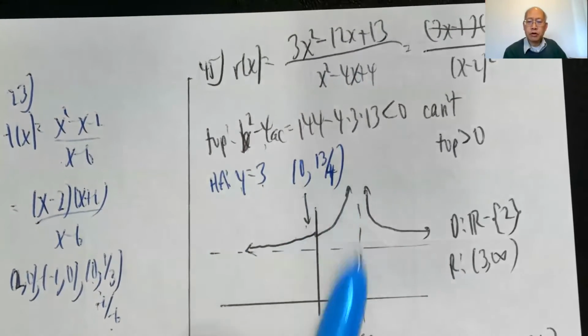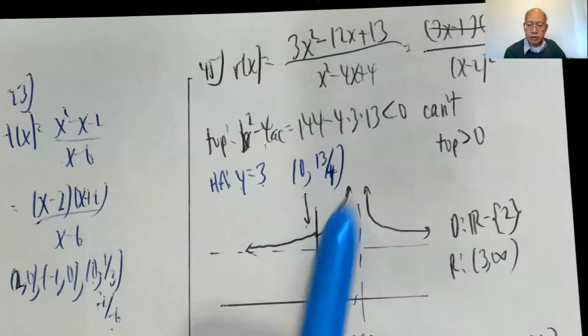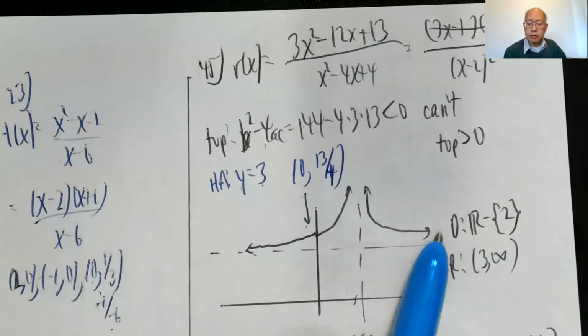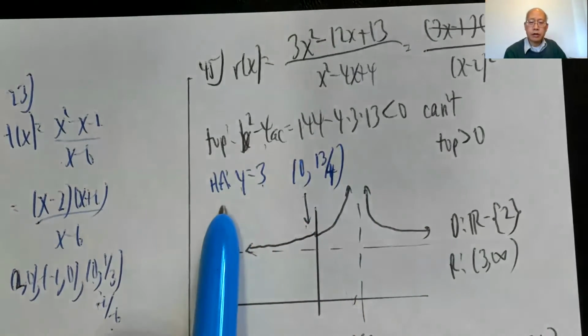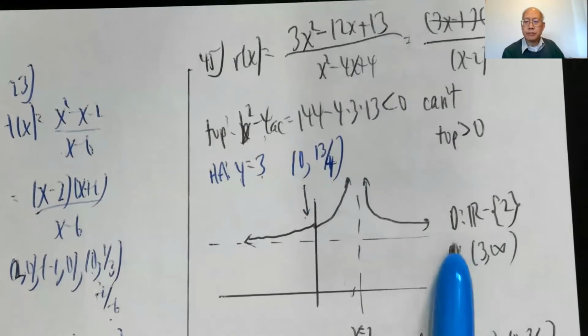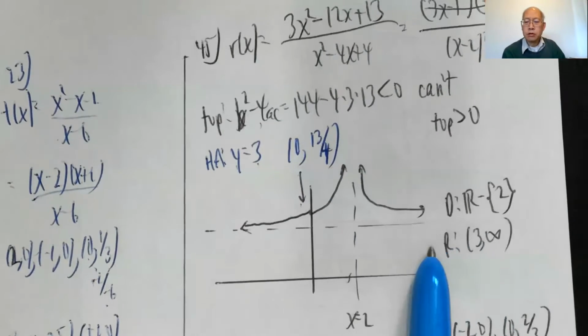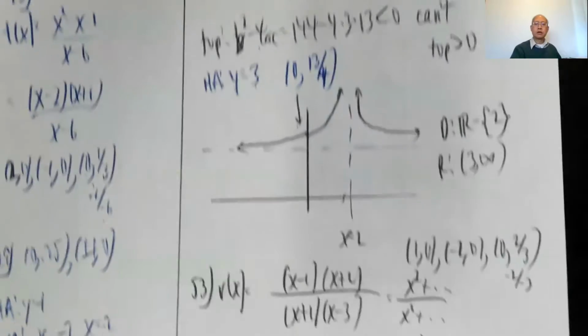All right, so I have a vertical asymptote. We know the graph cannot be negative, so they both shoot up toward infinity, and they both go toward the horizontal asymptote of y equals 3. So the domain is all real numbers except for 2. Range looks like 3 to infinity.